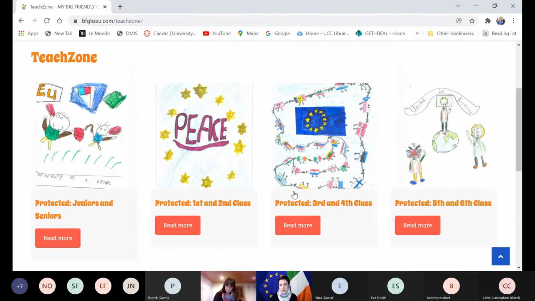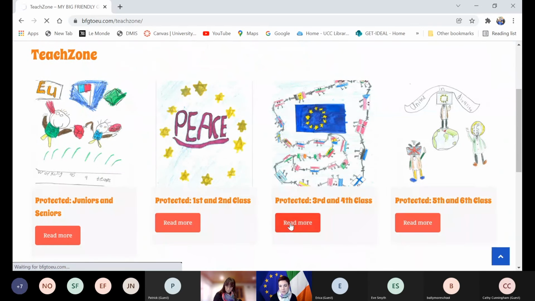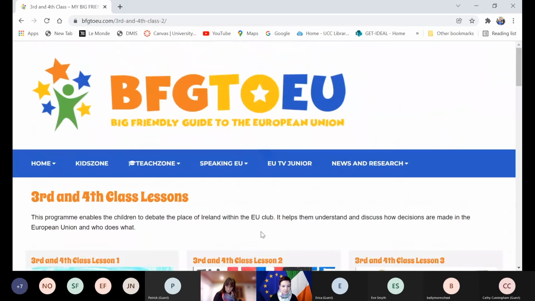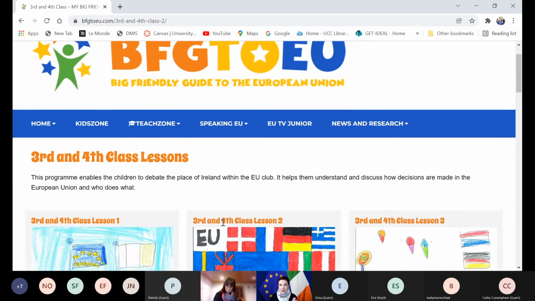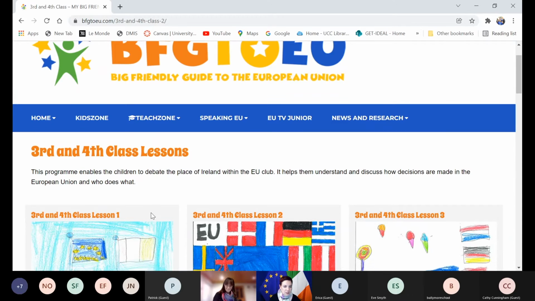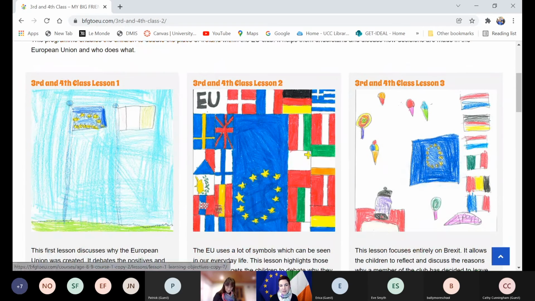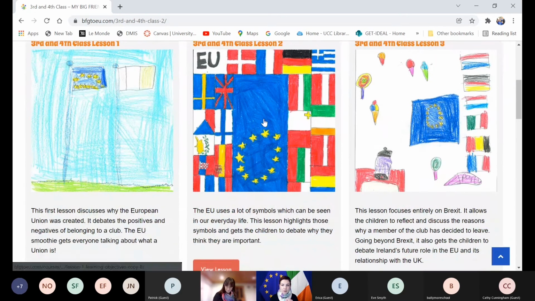So once you've reached this level, you click on the class level that you want. For me, it brings me straight into it because I've already entered the password a million times, so my computer knows it already. And here you have the 6 lessons. They're summarized, so these are drawings done by the kids. The first lesson will be about, as Trish had discussed, the positives and negatives of belonging to a club. The second lesson focuses on the symbols, and the children have great discussion about this.